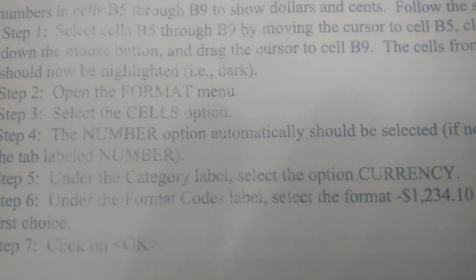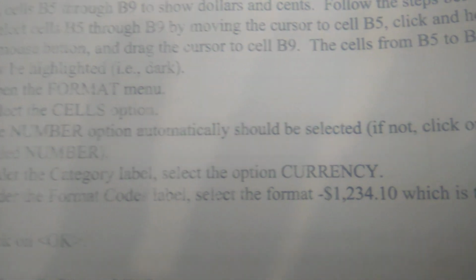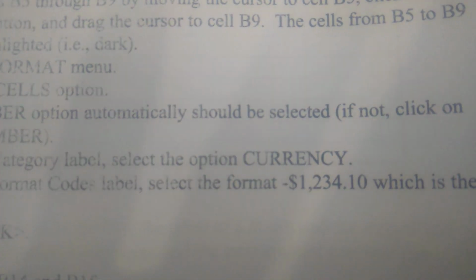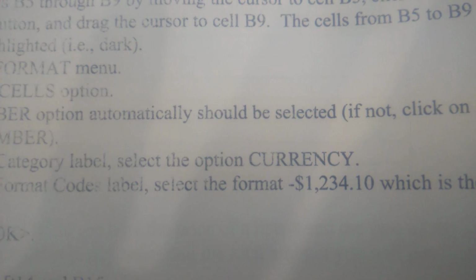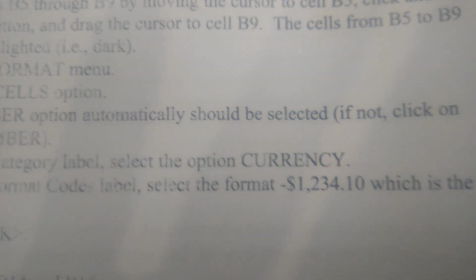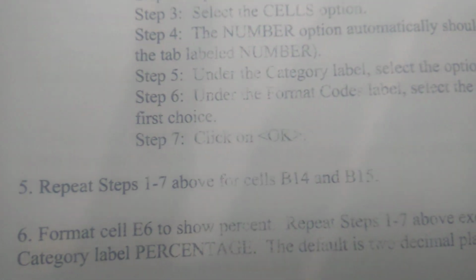And then under the format codes label, you need to select the format. This is the format you will be selecting, $1,234.10. Okay, and then click OK. After all these steps, repeat.